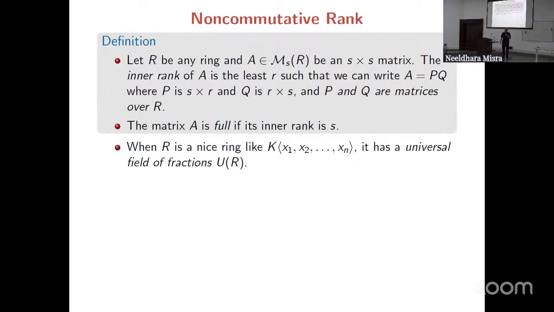For any ring R, you can always define the inner rank of a matrix. It's basically the least r such that you can factorize the matrix A as an s by r matrix times an r by s matrix. The least r that you can do that with is called the inner rank. A square matrix is called full if its inner rank is s.